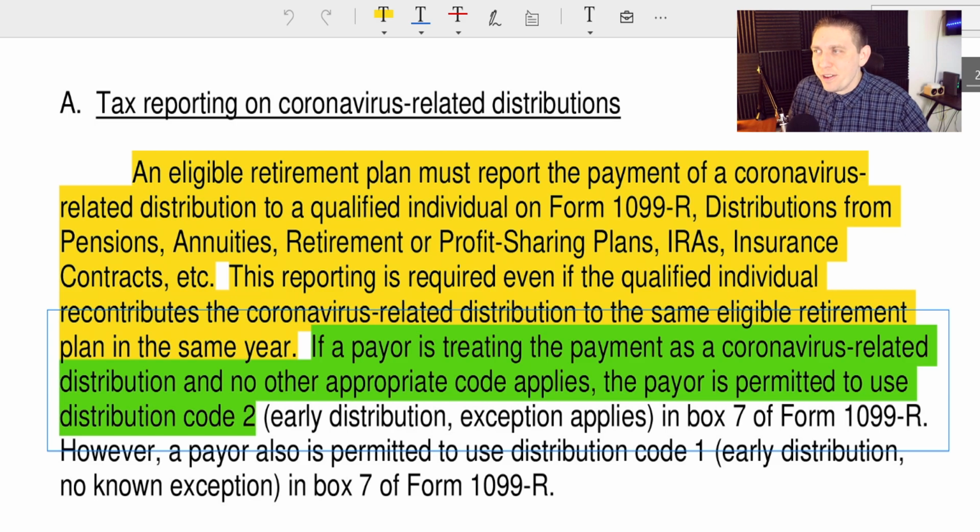This reporting is required even if the qualified individual recontributes the coronavirus-related distribution to the same eligible retirement plan in the same year. You were allowed to take the money out as long as it was under $100,000, and it was for a coronavirus hardship. But you were also allowed, if you changed your mind, to recontribute that money. So that's what we're talking about. But regardless, if you took the money out and didn't recontribute, or if you took the money out and did recontribute in the same year, you're still going to get a 1099-R.